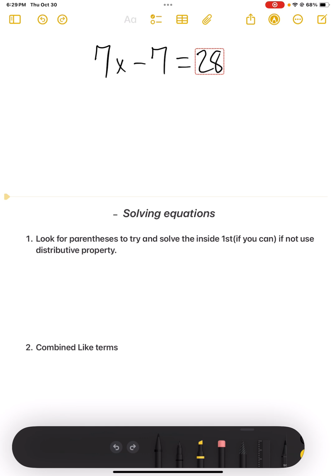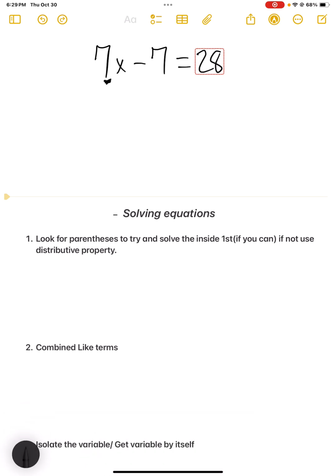So in order to do step 3, we have to get the variable by itself. The first thing we want to do is get the extra things from around the variable. This 7 is directly attached to the variable, so I don't want to mess with that until last because that would mess up my whole process. So the first thing I'm going to do is get rid of this extra person over here that's trying to engage with this couple. So it's a minus 7.